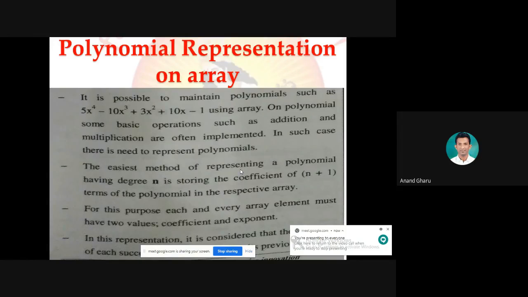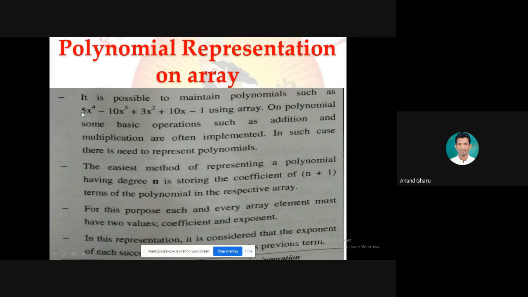Okay, next topic, polynomial representation using array. Now here you can see 5x raised to 4 minus 10x raised to 3 plus 3x raised to 2 plus 10x minus 1. Now here you can understand 5, 10, 3, 10, 5, minus 10, 3, 10, minus 1 are the coefficients.